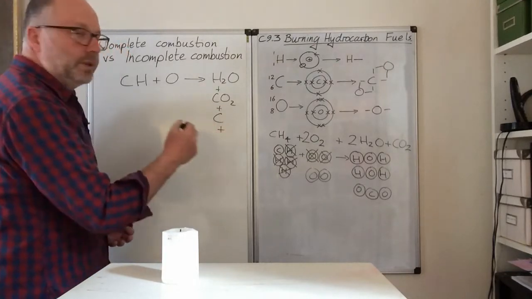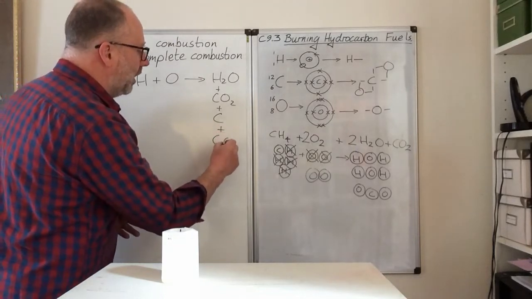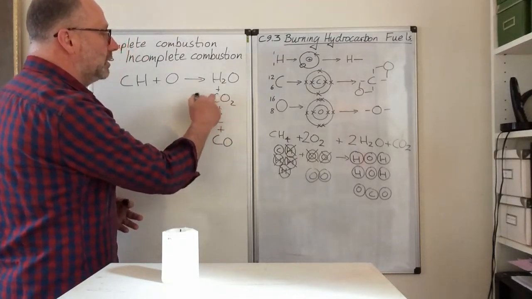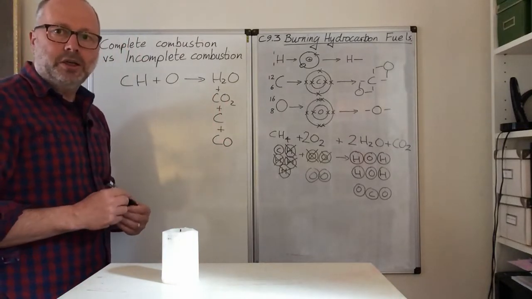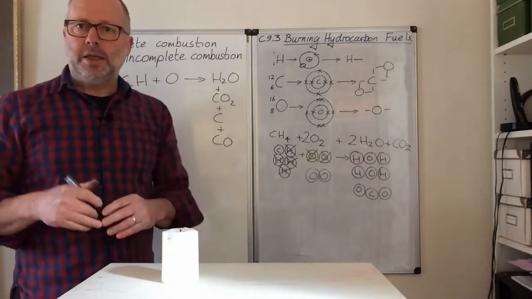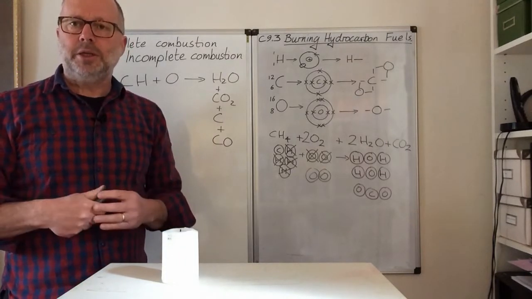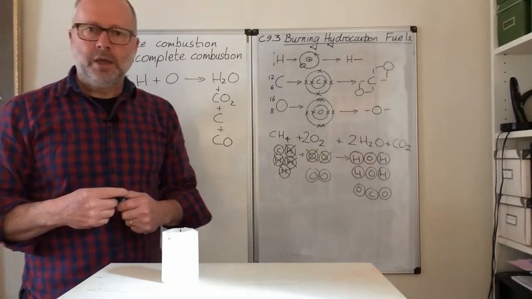But you can also get, if you've got a little bit of oxygen but not quite enough, something called CO. So you haven't got enough for 2 oxygens for each carbon, you've only got 1. And that is called carbon monoxide, not dioxide, monoxide. And that is extremely poisonous. And it can kill you. It binds with the hemoglobin in your blood and stops your blood carrying oxygen around your body.